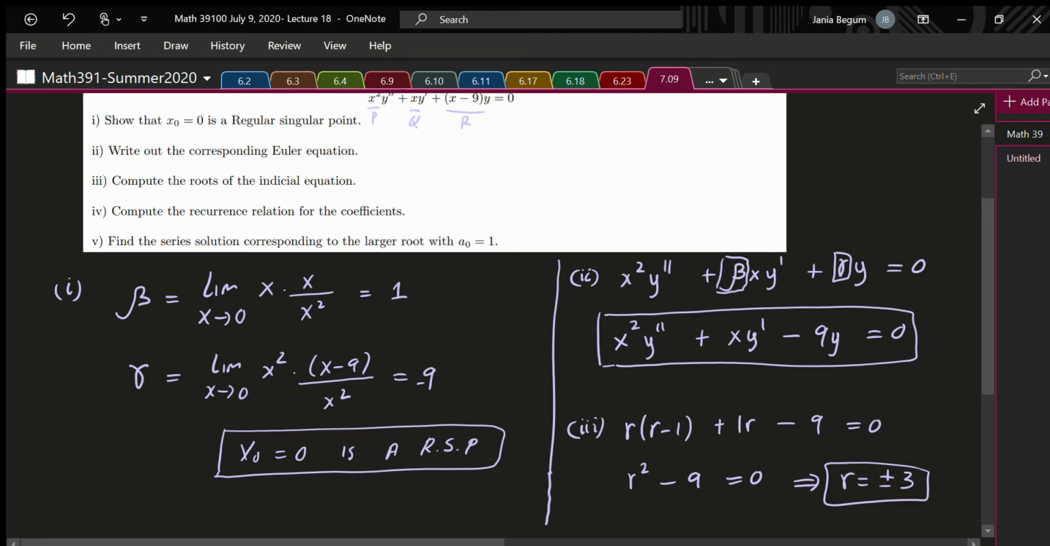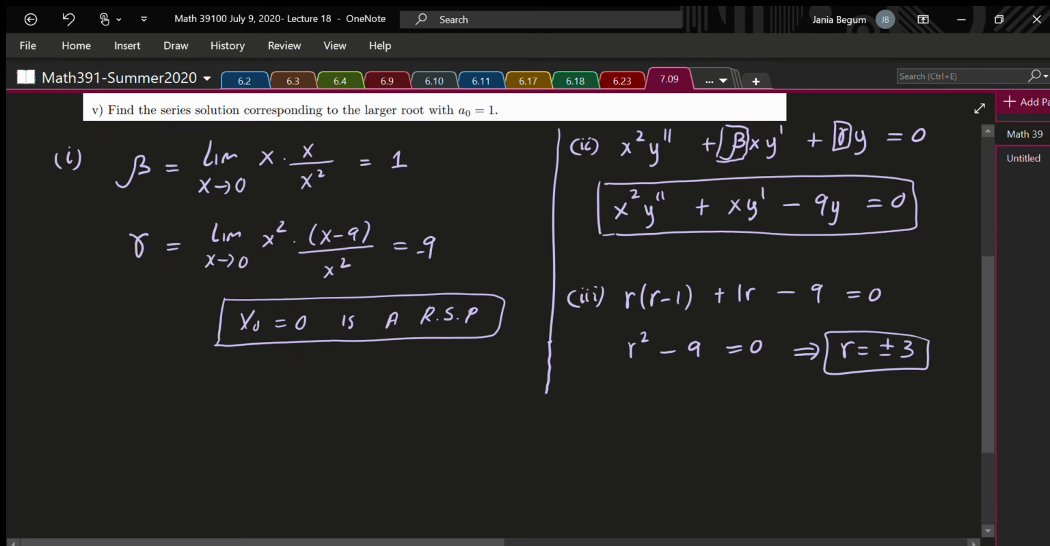Now, part 4, we want to compute the recurrence relation for the coefficients. This is when we start doing the series solution. Because this is a regular singular point, we're going to assume that the solution form is y equals the infinite sum, n equals 0 to infinity, of a_n x to the n plus r.